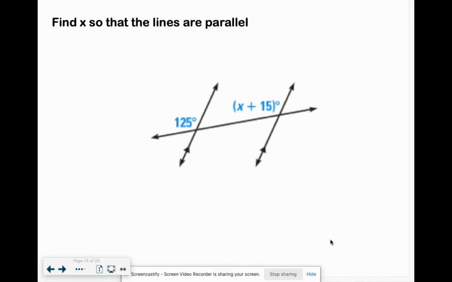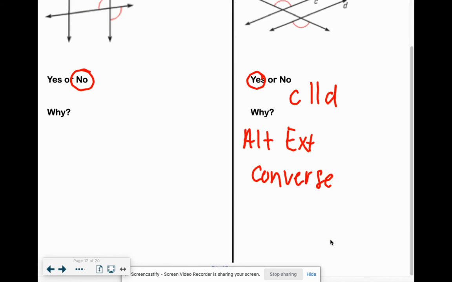Oh, 8 and 42? Is the 8 saying like that's the number, or is that like... That's angle 8. That's calling it angle 8.